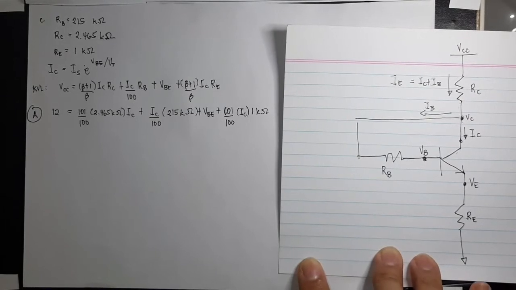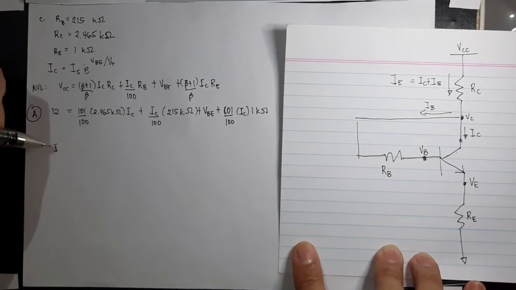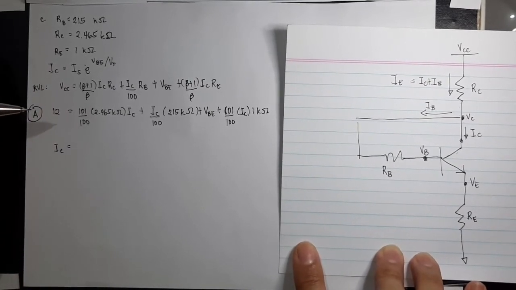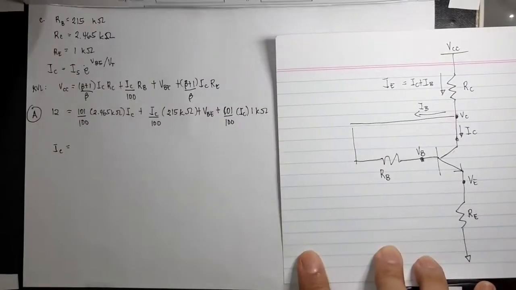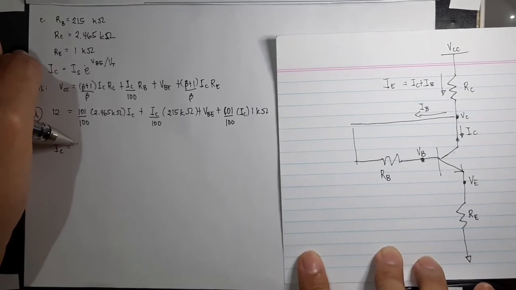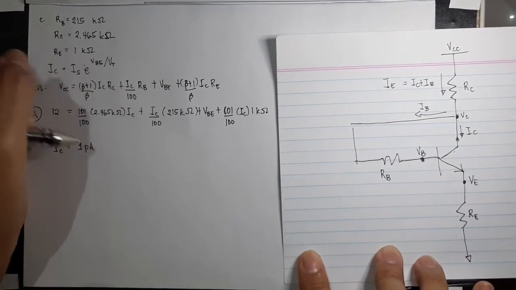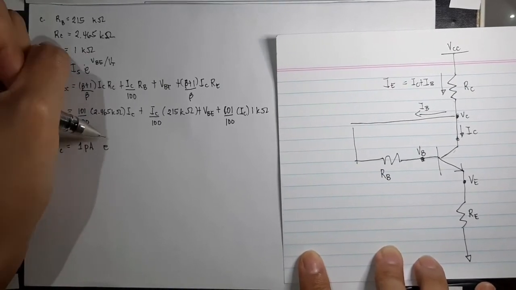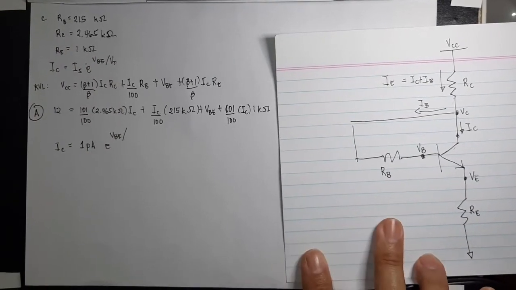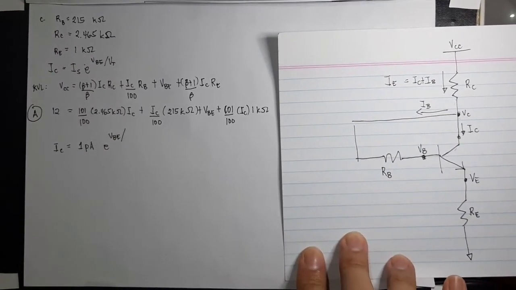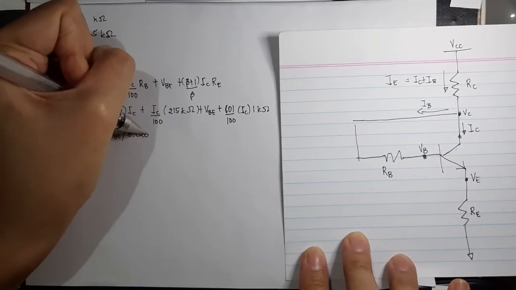And the next, using this equation, IC equals IS, ano ba yung given value? IS is 1 picoamp, e raised to VBE over the value of VT at 300 Kelvin is 26 millivolts, so 0.026 volts.